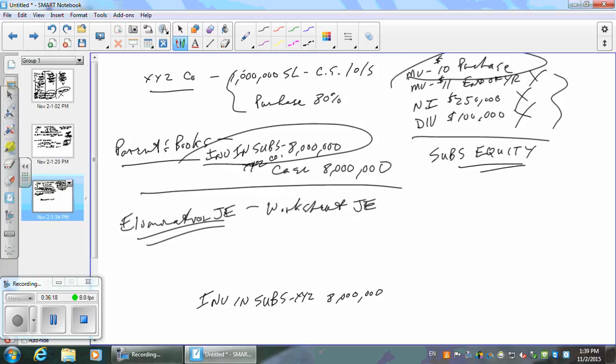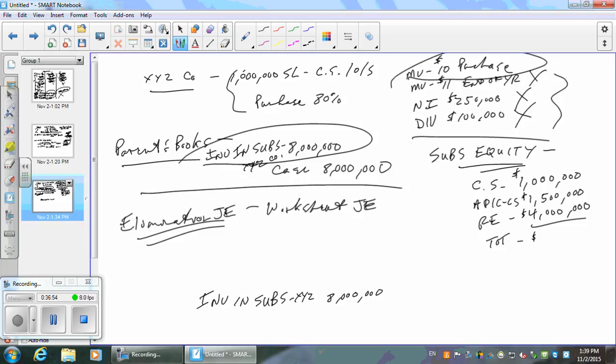Okay? So let's say the sub's equity consists of common stock, which is $1 million. Additional paid-in capital on common stock, $1,500,000. And retained earnings, $4 million. What's their total equity? $6,500,000. Is that what that is? You guys with me? That's right, isn't it?